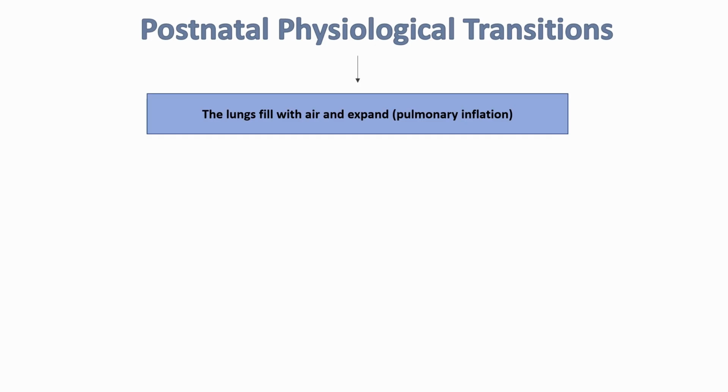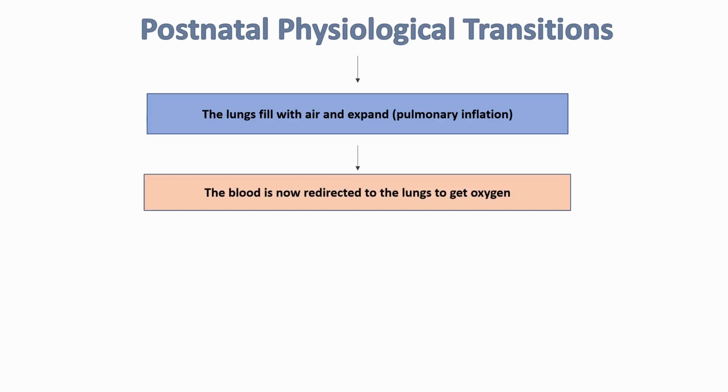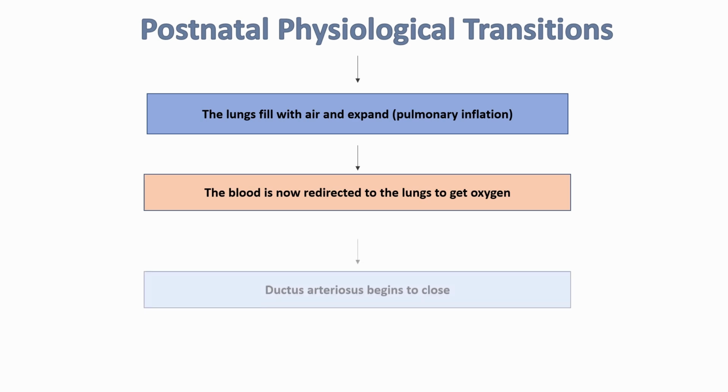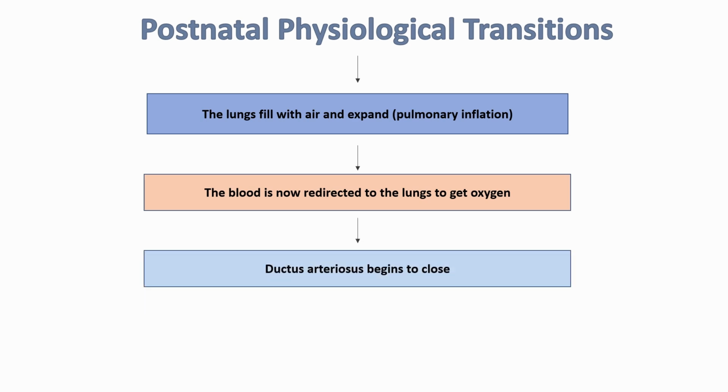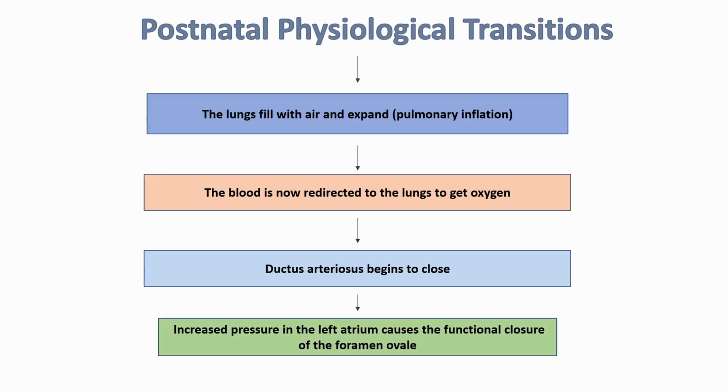Blood flows more easily into the lungs because resistance drops. The blood changes its path. It is now redirected to the lungs to get oxygen. The ductus arteriosus, the bridge between the heart's main arteries, is no longer needed and starts to close. After the lungs start working, pressure in the left heart rises and closes the foramen ovale.